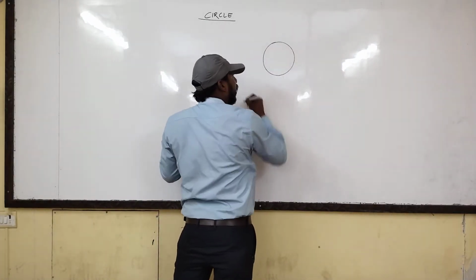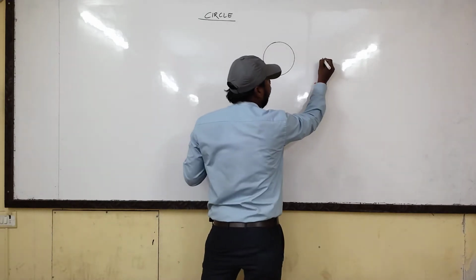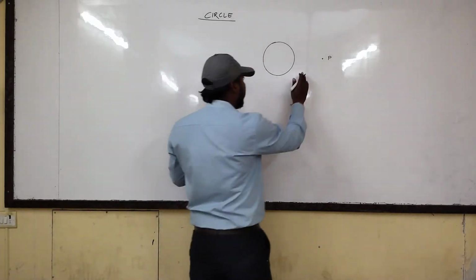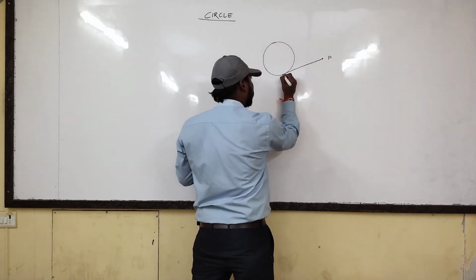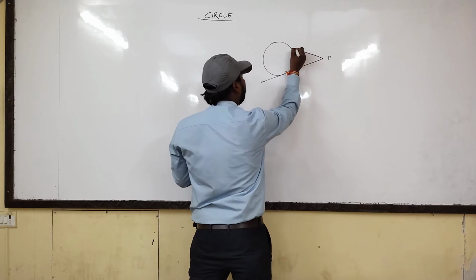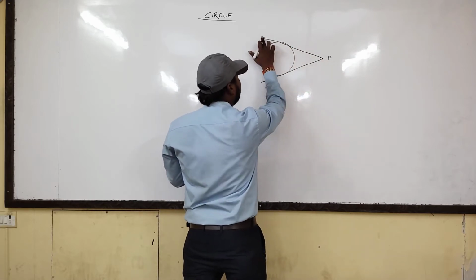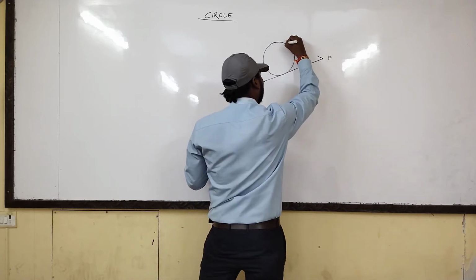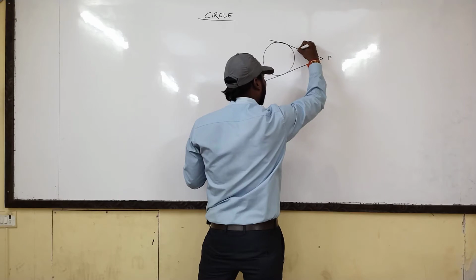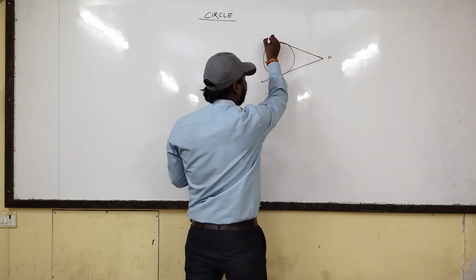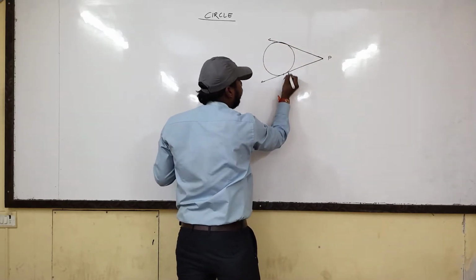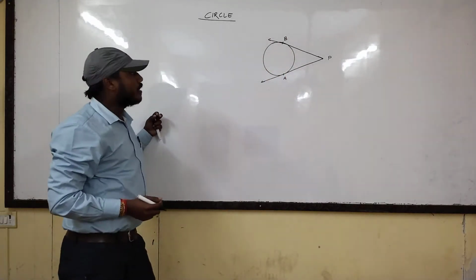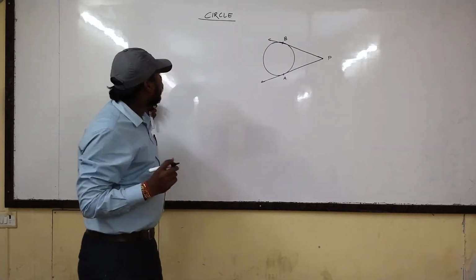We have a circle, and in that circle, if we have any external point, say this point P is the external point of the circle. And from that point, if we draw a tangent to the circle, let's say this is one tangent and this is the second tangent. Let's say these are tangent 1 and tangent 2. I have named them A and B. A and B are the points where the tangents are touching the circle.